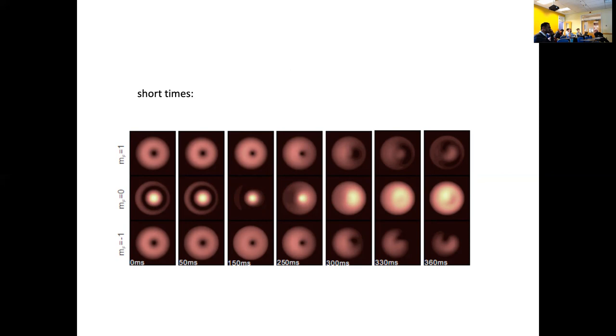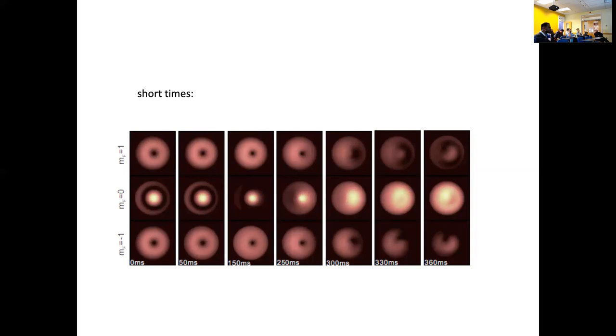And then of course I can also plot the wave function. I can plot the m equals 1, m equals 0, m equals minus 1 components and some densities. And in the short times, this is what we see as a breathing mode. So first we create this skyrmion thing, and then this thing grows bigger, and then this thing becomes deeper because it becomes smaller.